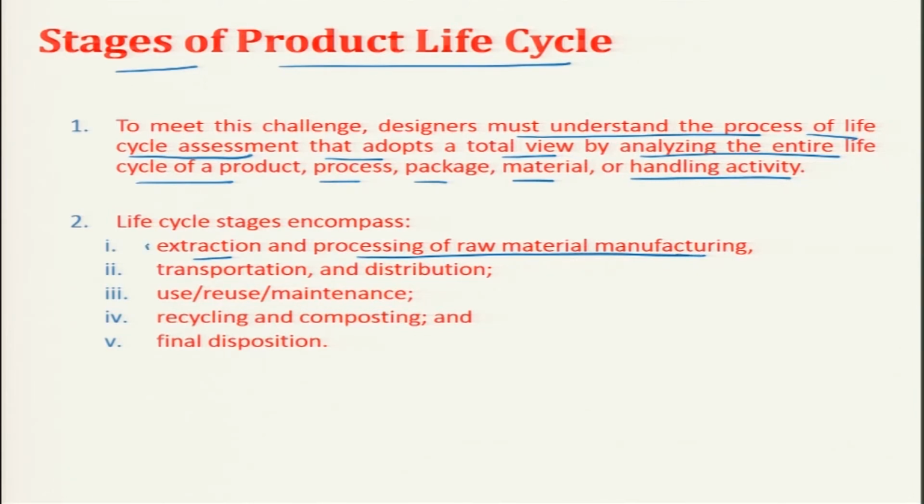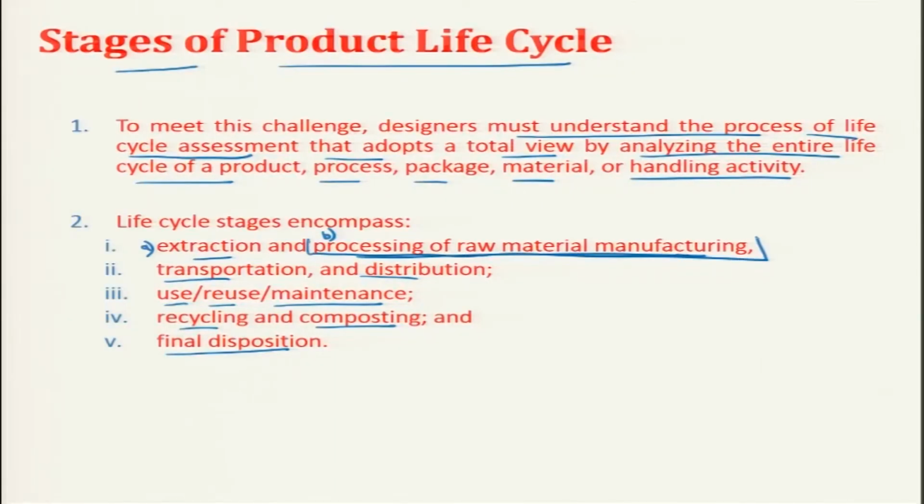If I put 2 factors here, factor A and factor B in part 1, then transportation and distribution, then use, reuse and maintenance, then recycling and composting, then final disposition. Now, what is extraction? For instance, you use a car. The car has multiple materials in it: aluminum, composites, plastics, polymers, rubber, various kinds of materials. Those are extracted from some source before. It is extraction of ore. Please be mindful, I am talking about the extraction of ore.